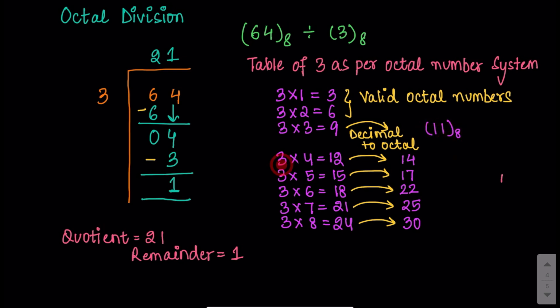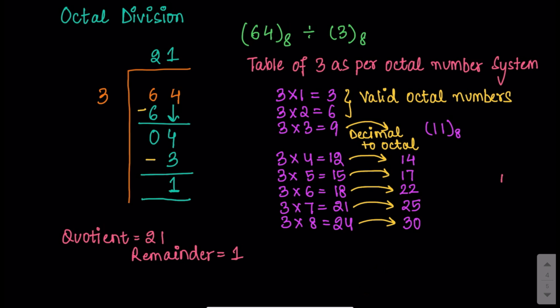Then I'll say 3 into 4 is 12. Again I convert it to octal, I get 1, 4. 3 into 5 is 15. Converted to octal, you will get 1, 7. 3 into 6 is actually 18. Converted to octal, you will get 2, 2. And similarly, we convert and complete the entire table for 3.